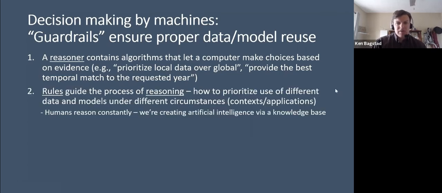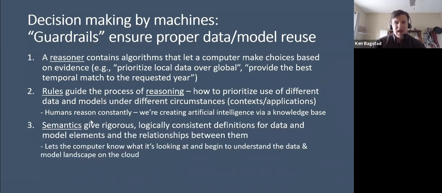You can have rules. I mentioned the idea that people make decisions based on information all the time. It's something we do without even thinking about it almost. And so what we're doing is providing a computer a set of information for how to do the same thing. And as I said, semantics give consistent definitions for data and model elements and the relationship between them.